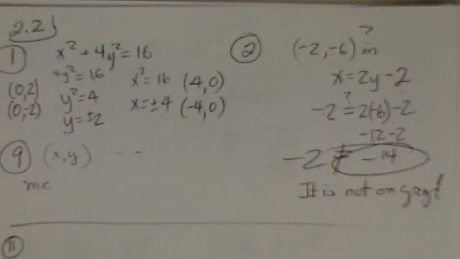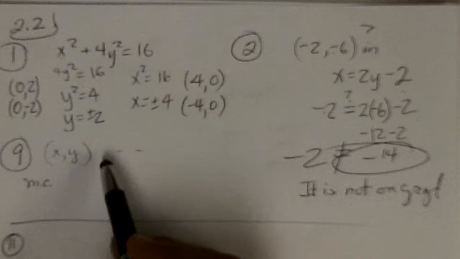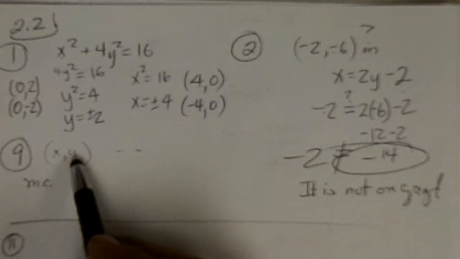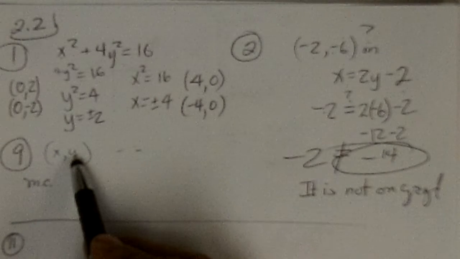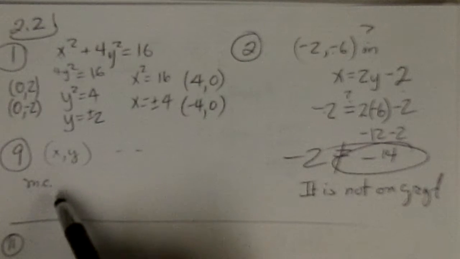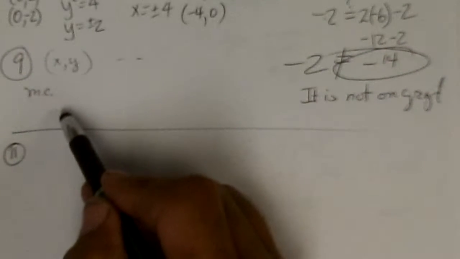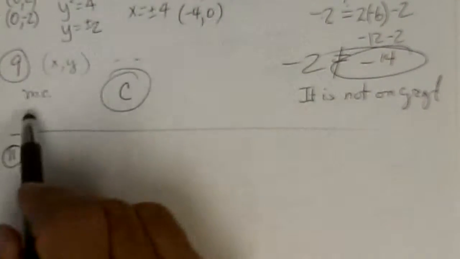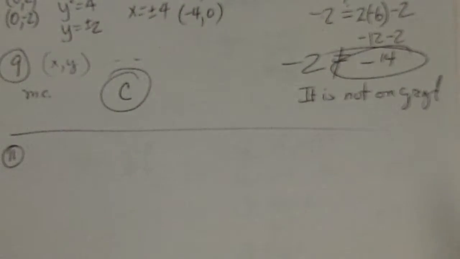And number 9, a function is defined by the equation with x's and y's, and a set of points, x's and y's, that are put on the graph. It's a multiple choice question, and one of them is the graph of the function, which is c. When you plot the points on a graph, we get the graph of the function. So it's just some verbiage to understand.